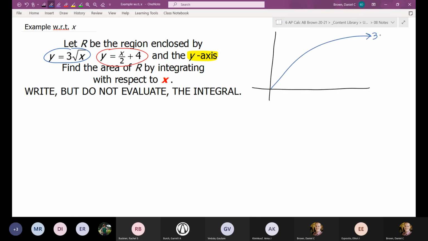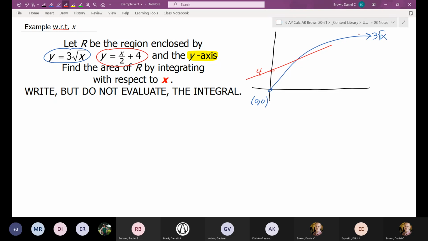That 3 function is just stretching it by 3, so I know that function is going to look something like that. Again, I'm not doing a perfect graph. I just need to have some sort of sketch. I know it's going to be starting at the origin. This next function, y equals x over 2 plus 4, is going to look like what? That's a line. What's the y-intercept of that line? 4. And is it increasing or decreasing? Increasing. Slope is 1/2. Again, notice I'm not doing a perfect graph. There is my straight line.